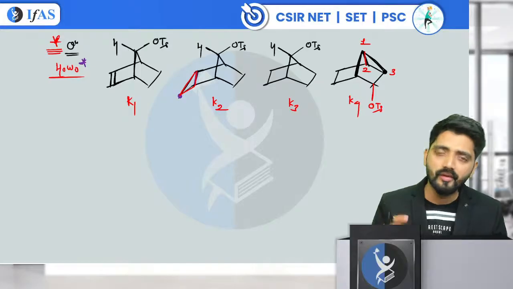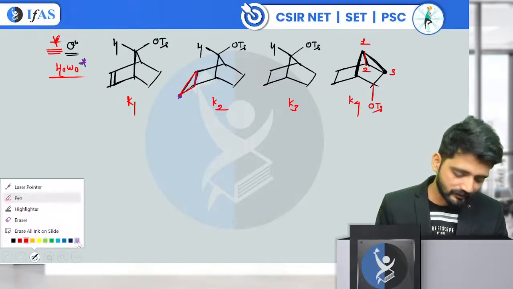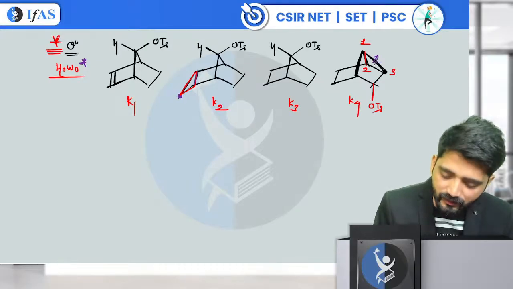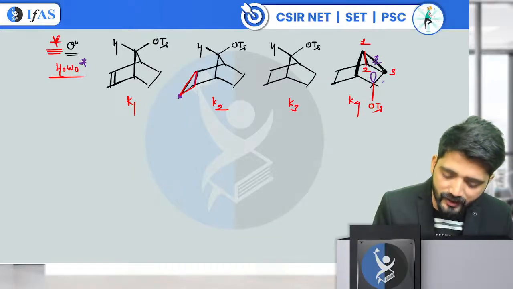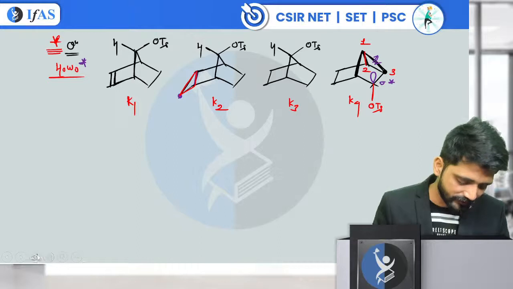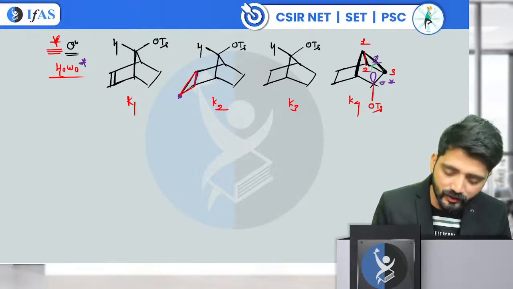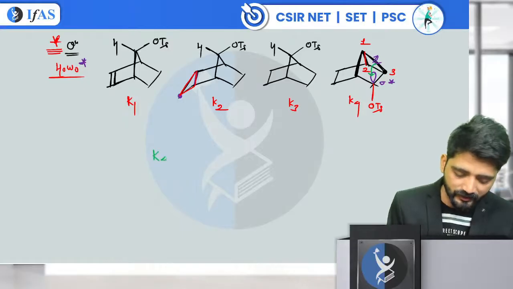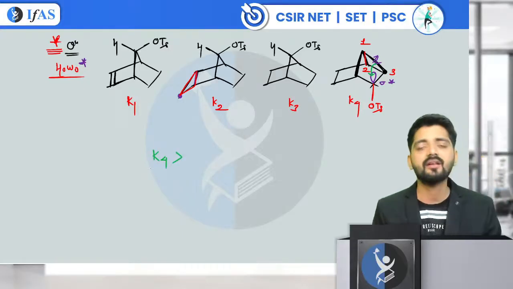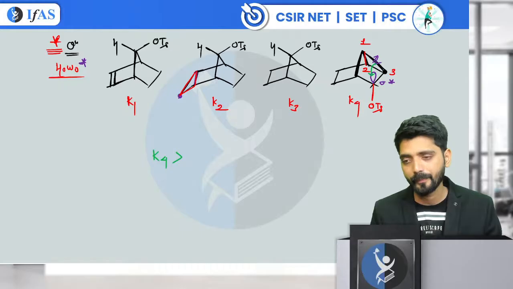So it is very much in strain. So what happens is, these sigma electrons present in the bond attack into the sigma star orbital very fast so that they can release the strain very quickly. That's why when we compare the rate, the K4 is going to have the highest rate, no doubt.